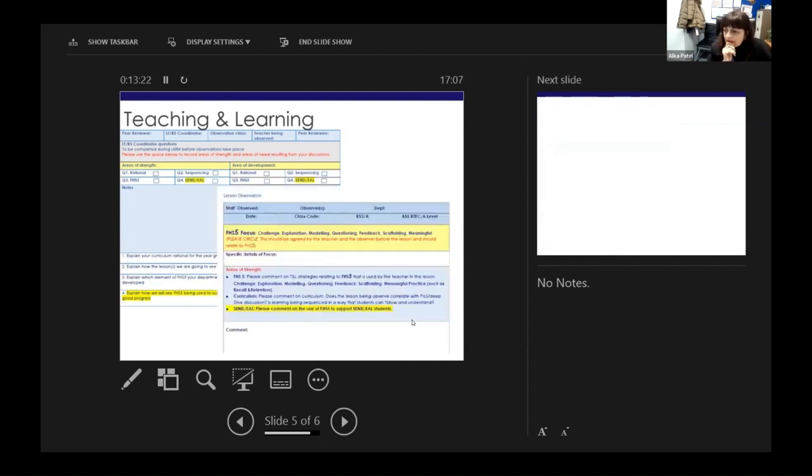Then during the observation itself, after the discussion has taken place, the focus will be on what has been discussed. And as you can see, the observer will comment on what is there and what they are seeing.